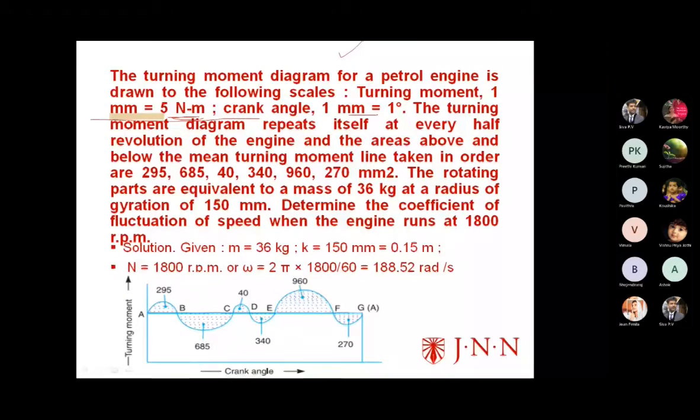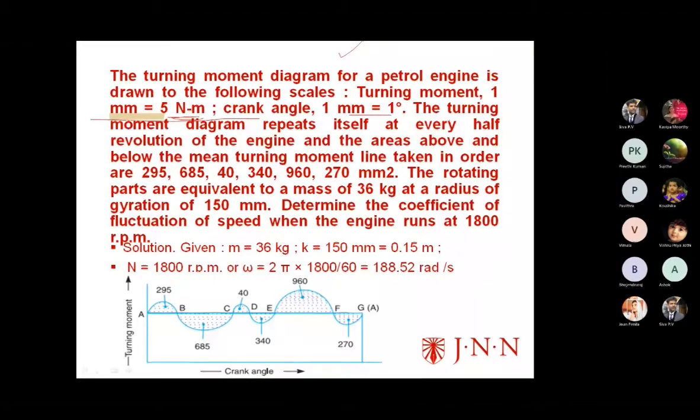Whenever we drew diagrams, like the velocity diagram in the first unit, the instantaneous center method, the relative method, and the cam profile in the third unit, for any diagram in the subject, scale conversion is very important. So 1 mm equals 5 Newton meter is for the turning moment. For the crank angle, 1 mm equals 1 degree is given.